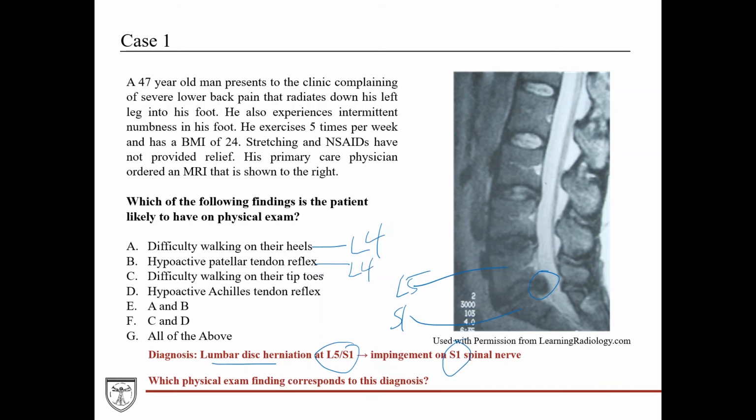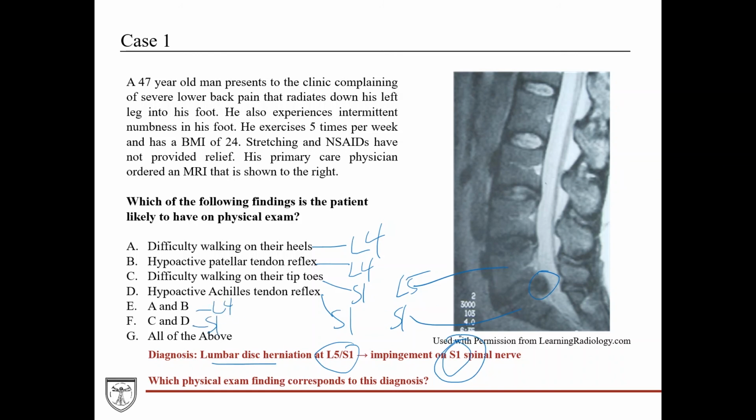Difficulty walking on their tiptoes. So versus ankle dorsiflexion, this is ankle plantar flexion. Ankle plantar flexion corresponds to the S1 spinal nerve. Makes sense here. Let's keep going here. Hypoactive Achilles tendon reflex. That also corresponds to the S1 spinal nerve. So if we look at this here, A and B would essentially be L4. C and D is essentially S1.